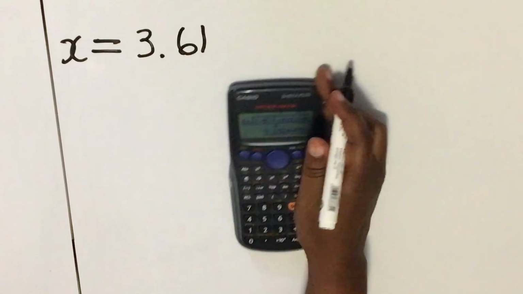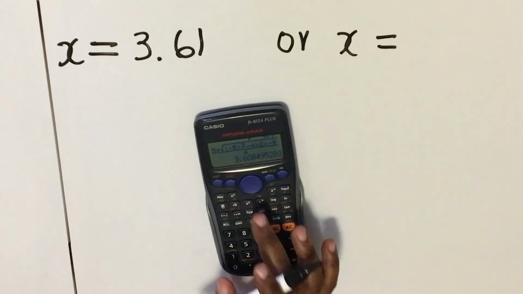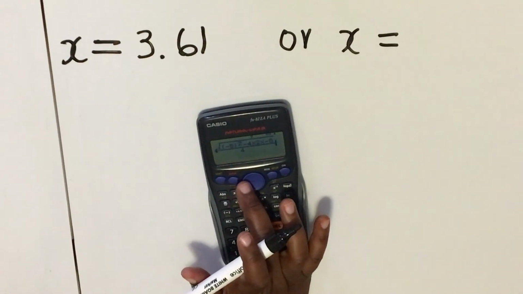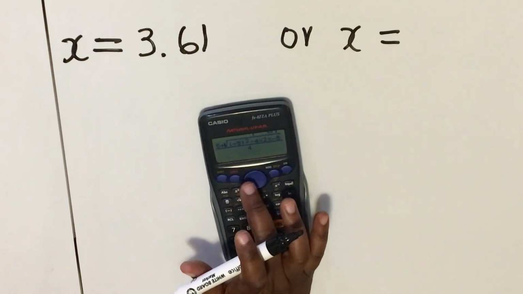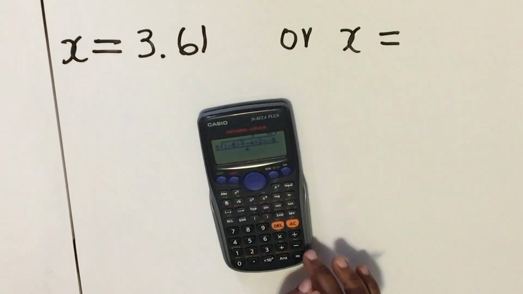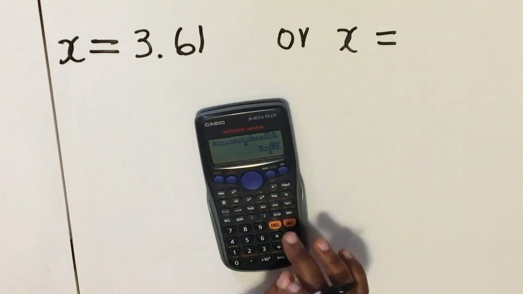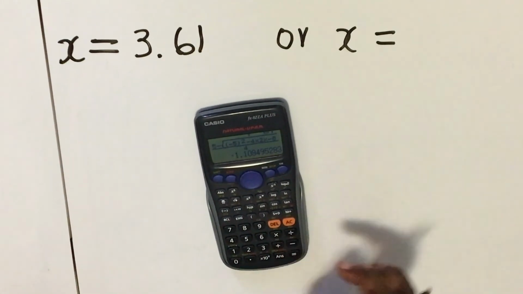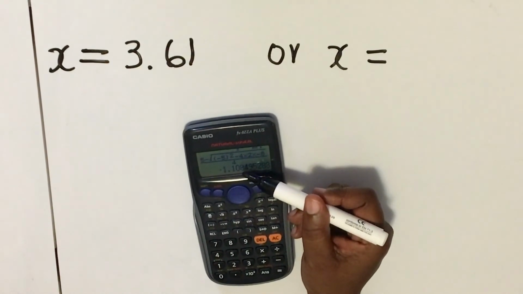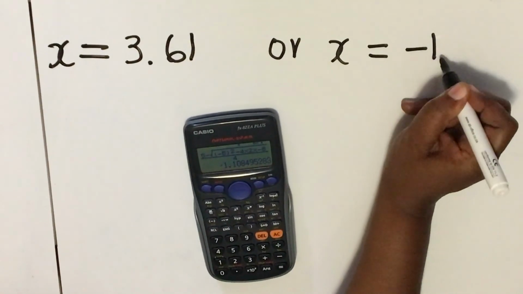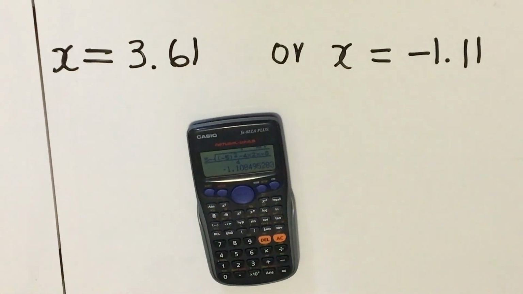3.61. Or x equals, take your arrow, go back up to the plus, delete the plus, write a negative, equals, then you press SD again, and then you get your x. Now let's round off this one, it's 8, so it's negative 1.11. So these are your answers.